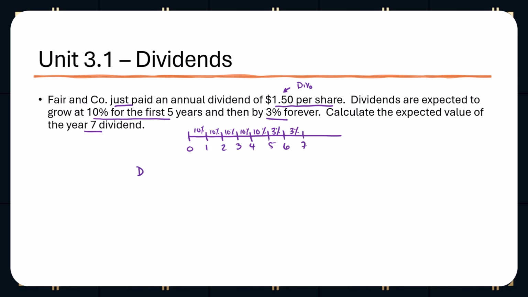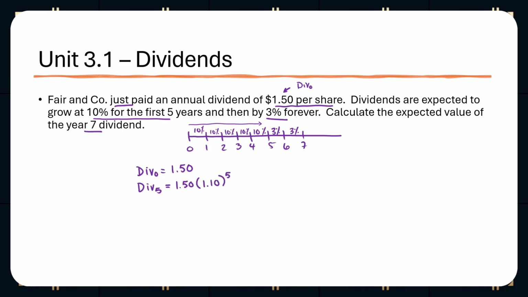So we know the dividend today, or the dividend that was just paid, is $1.50. We're then going to find the dividend at 5 because we know for the first 5 years those dividends grow at exactly 10%. So I'll take the $1.50, and I'll multiply it by 1 plus that growth rate, or 1.10.